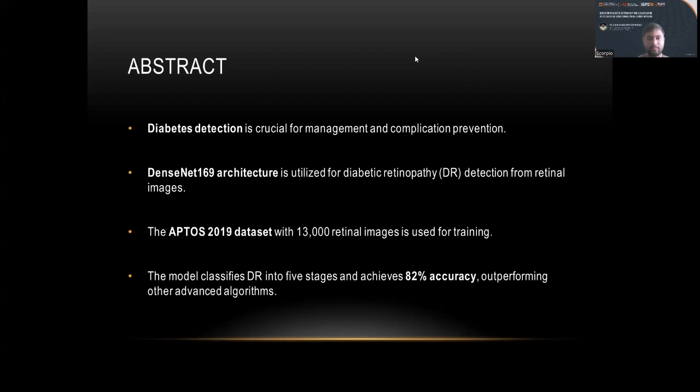In this research, we employed a deep learning approach using the DenseNet 169 architecture to classify retinal images into five stages of diabetic retinopathy. The model was trained on the APTOS 2019 dataset, which contains around 13,000 retinal images, achieving an accuracy of 82%, outperforming some advanced models.